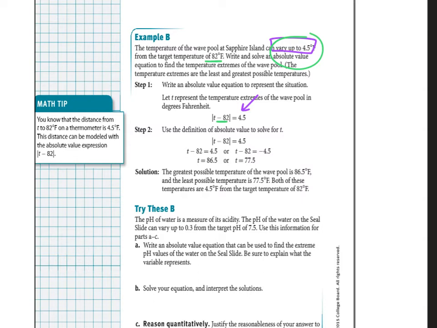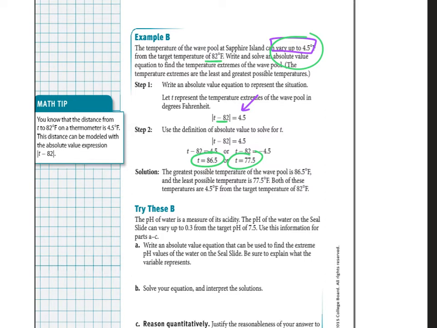So we're ready to split this up. Take the t minus 82 and set it equal to 4.5, or take the t minus 82 and set it equal to the opposite of 4.5. To solve both of those, we add 82 to both sides. So we get our two values: the temperature could either be 86.5 or 77.5. That's giving you a range, a maximum and a minimum value for the temperature.